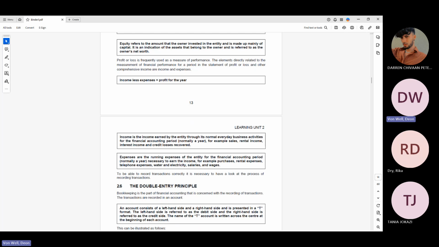So if you know examples of income, you will be able to identify them. If you know examples of expenses, you will be able to identify them. If you know examples of assets, you will be able to identify them. If you know examples of equity, capital account, my drawings account, and they are part of a question, you will be able to identify them.